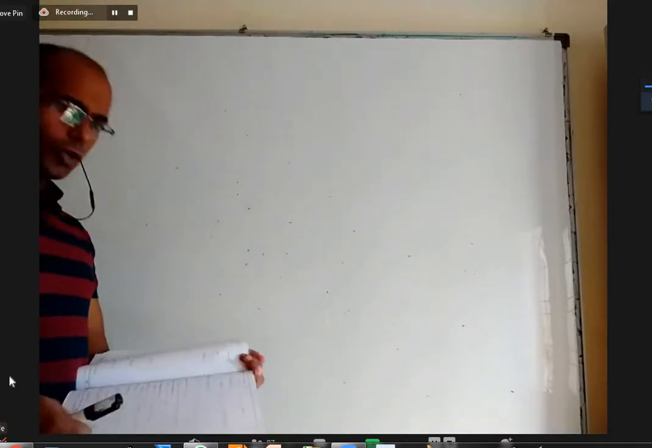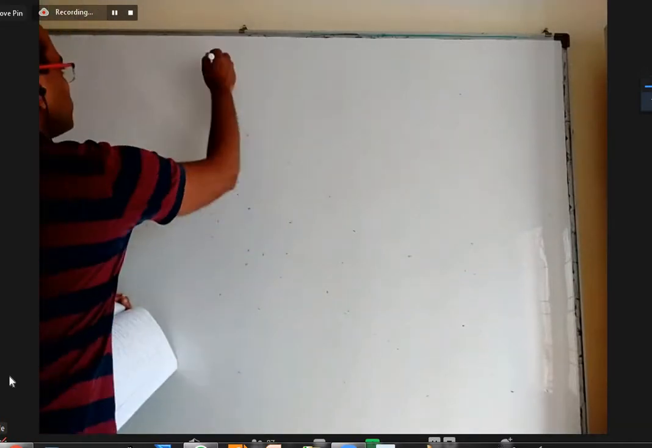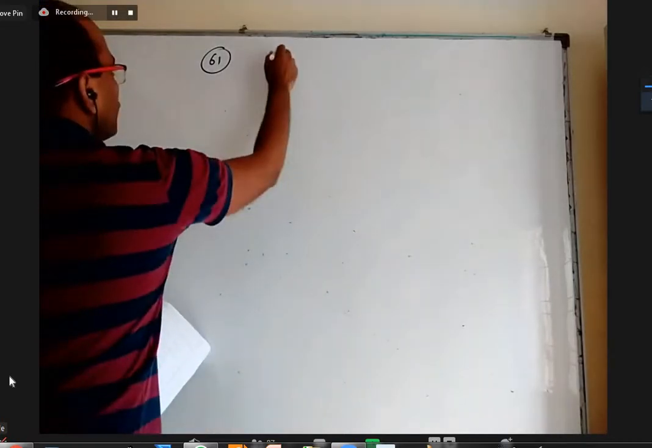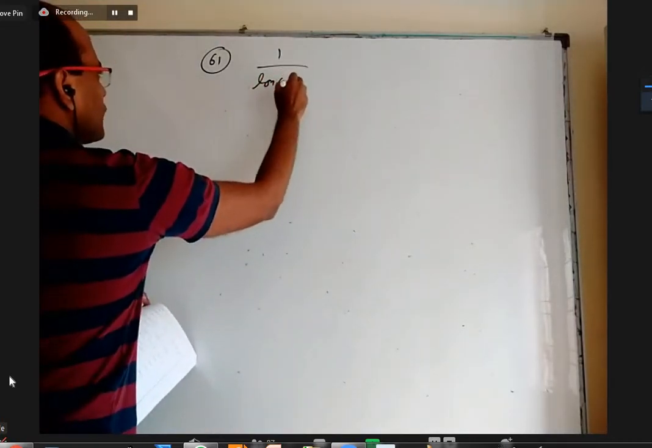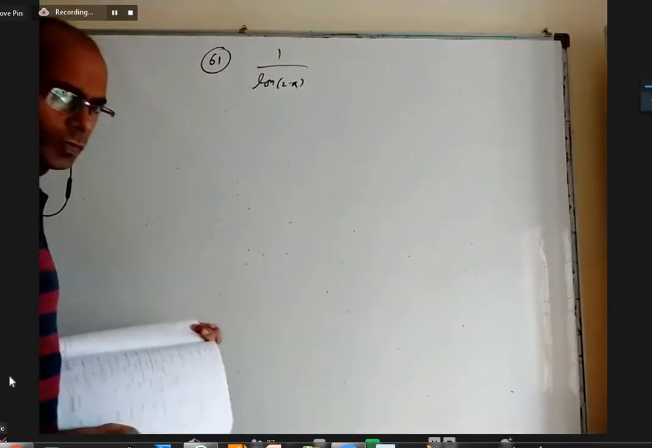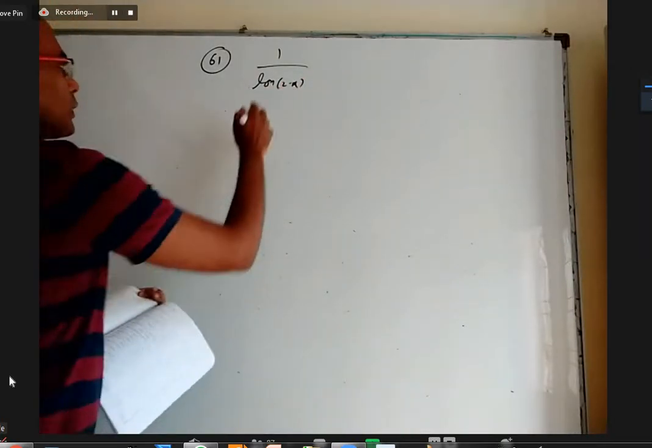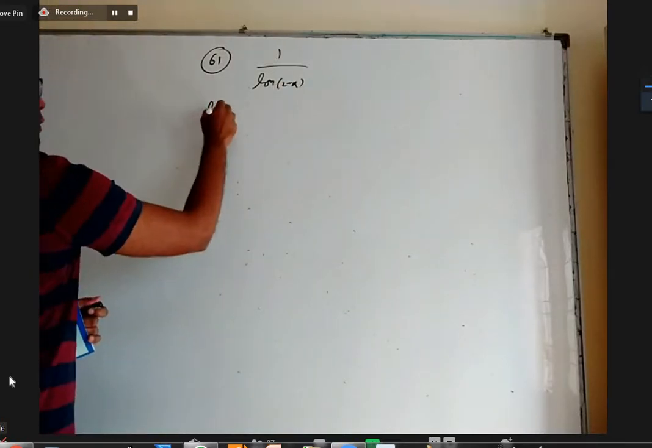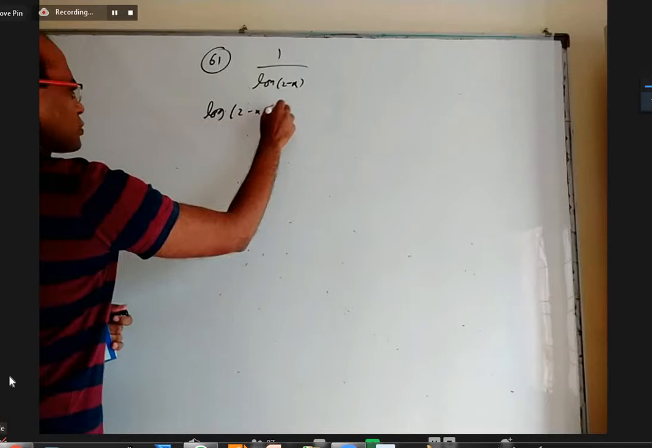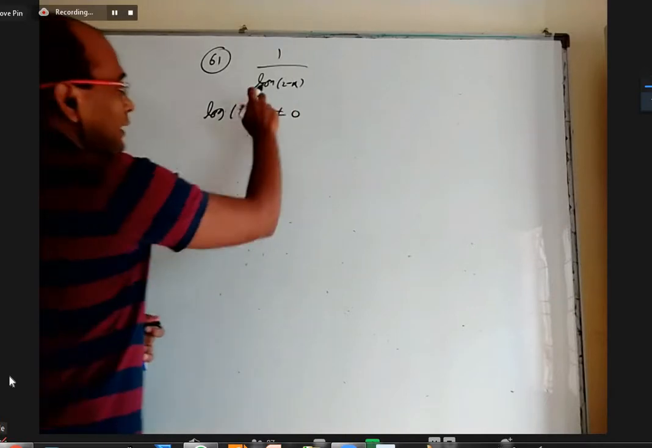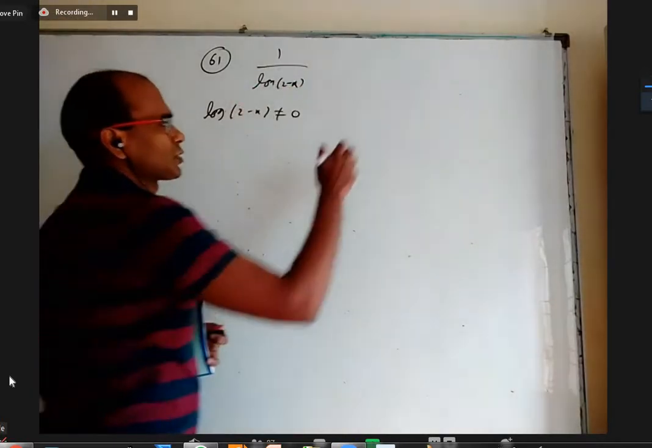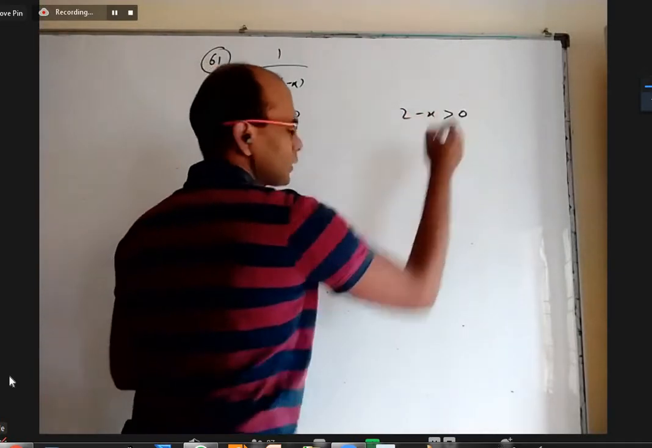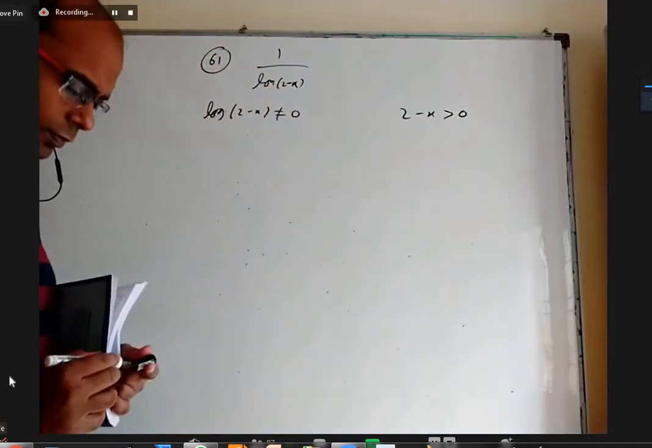So functions domain related questions from mains material, we'll do from 61 onwards. One by log 2 minus x. What to check? Two things. One is, because it is the denominator, log 2 minus x should not be 0. And inside the log, whatever is there, that should be positive. So 2 minus x should be greater than 0.